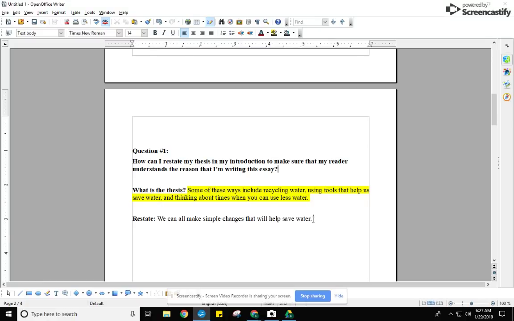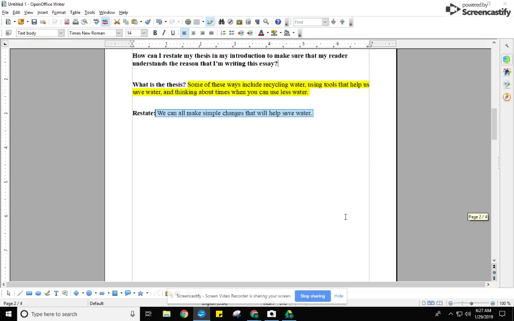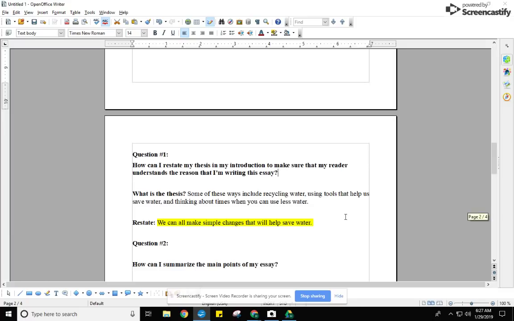That was what these body paragraphs at the top covered. So I restated this. I said it a different way. I said it right here. We can all make simple changes that will help us save water. In other words, I'm saying the same thing, just a different way. So that's the answer to question number one.